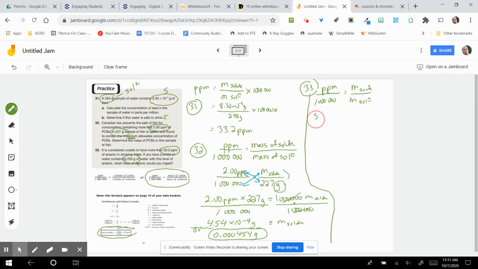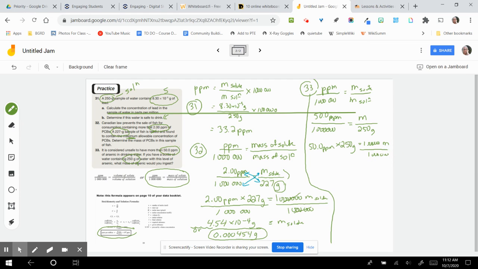And our parts per million is 50.0 parts per million, and we're going to divide that by 1,000,000, and that equals the mass of the solute, which is what we're trying to find. We'll just leave that as M. And then the mass of solution is 250 grams. Okay, again, we're doing some cross multiplying here. So we're going to do 50.0 parts per million times 250 grams, and that's going to be equal to 1,000,000 times the mass M. Okay, divide both sides by 1,000,000.